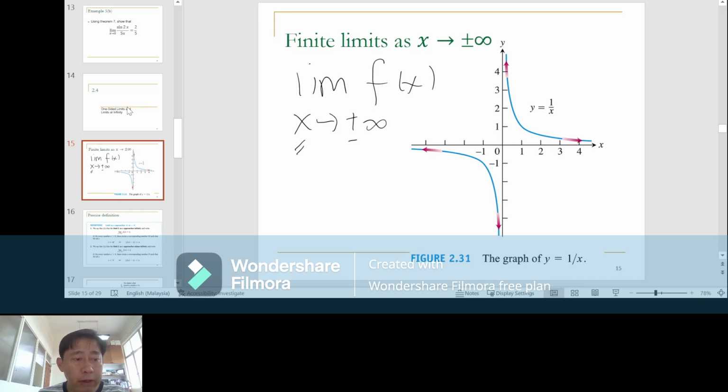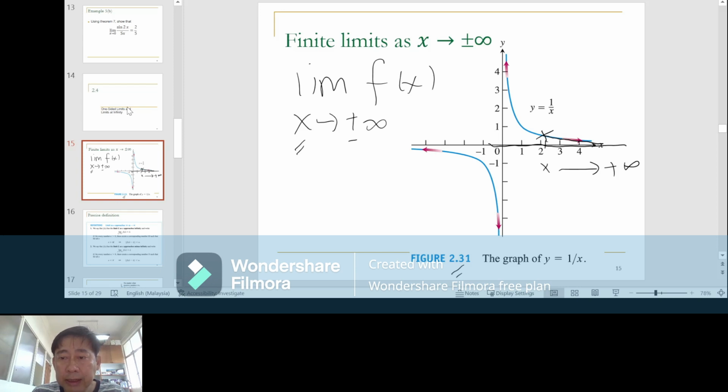So before we go into the precise definitions of the limit as x tends towards positive or negative infinity, we would like to look at figure 2.31, which is a graph of y equals 1 over x. We have seen this graph many times since our secondary school. So here you can see that if you take a point on the graph of 1 over x and you let the values of x go towards very large values, then the values of the function will tend towards the value y equals 0.